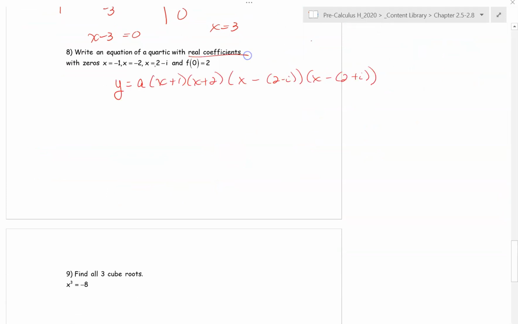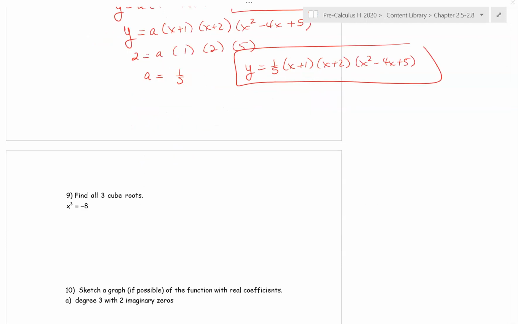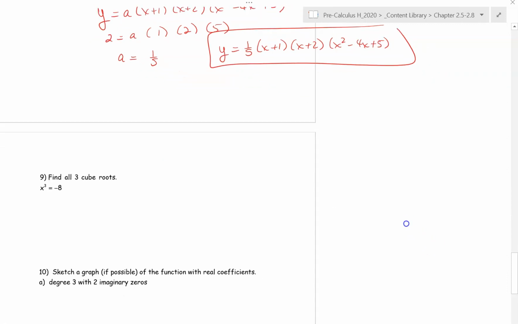So we know that it has real coefficients, so if 2 minus i is a 0, 2 plus i is also a 0. So we need to find a, but why don't you first go ahead and use the method of your choice to multiply x minus the quantity 2 minus i and x minus the quantity 2 plus i. Okay, so now we could use the fact that (0, 2) is an ordered pair, a solution to this equation, so we can temporarily put 2 in for y and 0 in for x, and find out that a is 1/5.